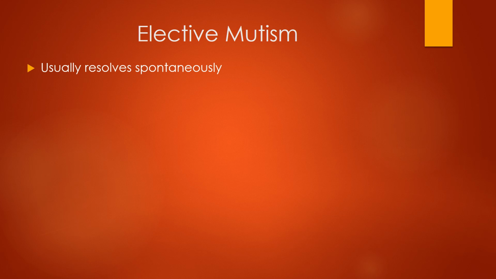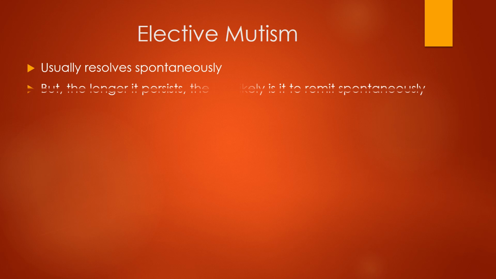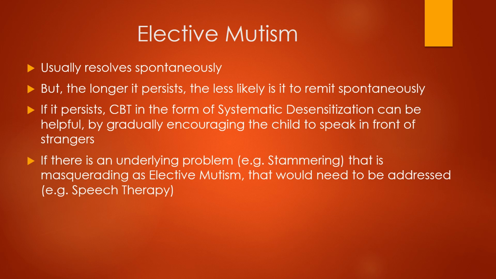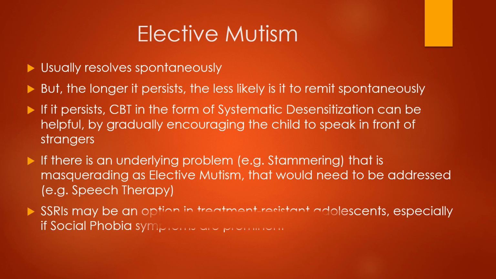It usually resolves spontaneously, but the longer it persists, the less likely it is to remit spontaneously. If it persists, CBT in the form of systematic desensitization can be helpful by gradually encouraging the child to speak in front of strangers. If there is an underlying problem such as stammering that is masquerading as elective mutism, that would need to be addressed. SSRIs may be an option in treatment-resistant adolescents, especially if social phobia symptoms are prominent.